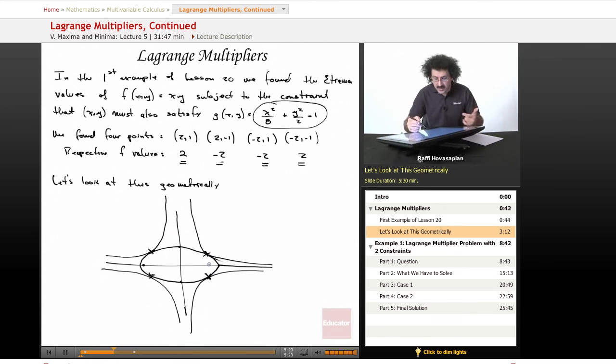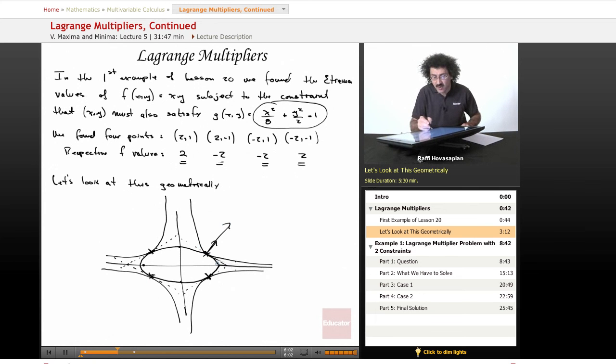Geometrically, take a look at this. At this point, if I take the tangent line to both curves, as it turns out, they correspond. The tangent line at this point is the same for this curve, G, and for this curve, F. So what ends up happening is the following. The gradient at those points looks like this. The gradient of F will be this way. The gradient of G will be this way.